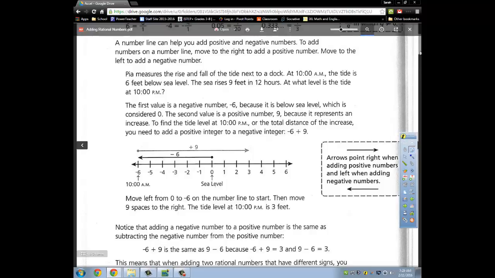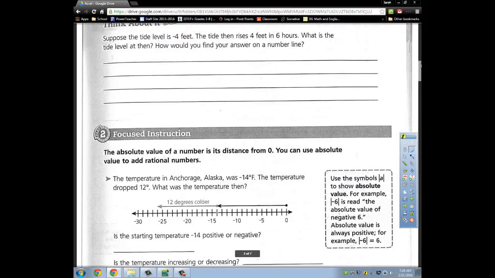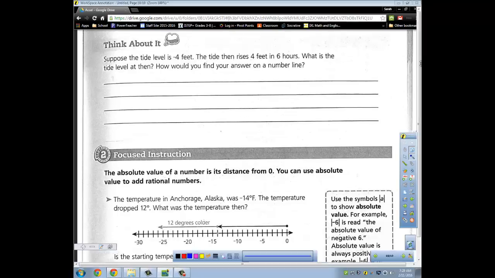The information at the bottom of this page just explains what I just said. So we are going to turn to the next page where we have our think about it. The think about it says, suppose the tide level is negative 4 feet. The tide then rises 4 feet in 6 hours. What is the tide level then? How would you find your answer on a number line?